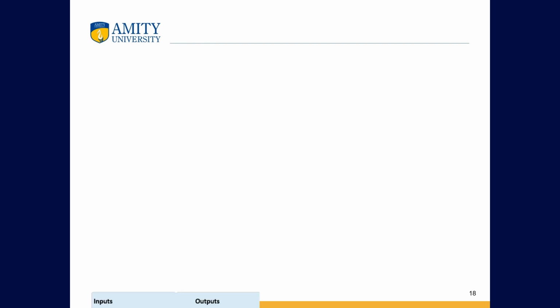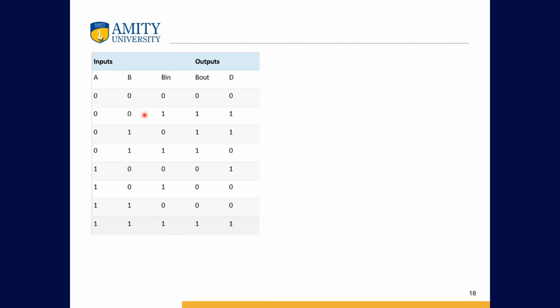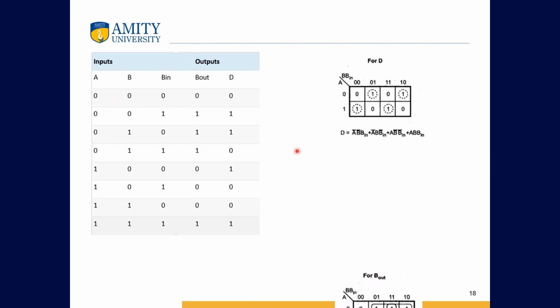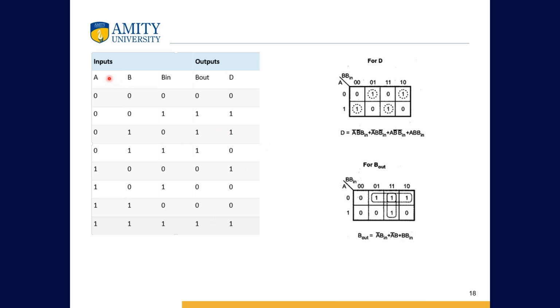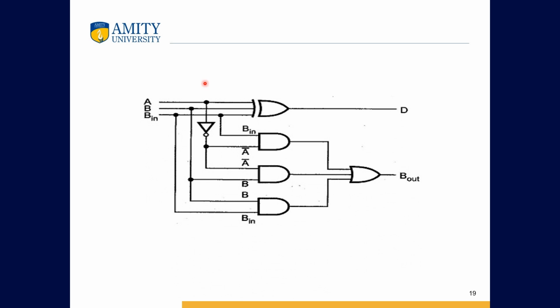A full subtractor has the same working as that of a full adder. We have inputs A and B, and then we have a borrow in giving us a borrow out and D. So 3 inputs and 2 outputs. Using the K-map, we can make the following circuit.